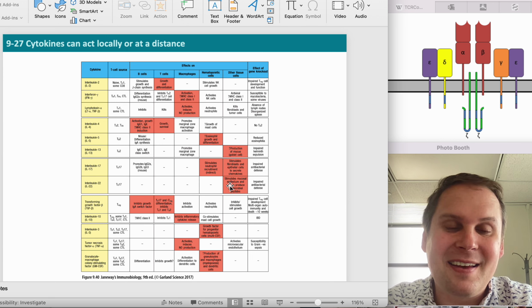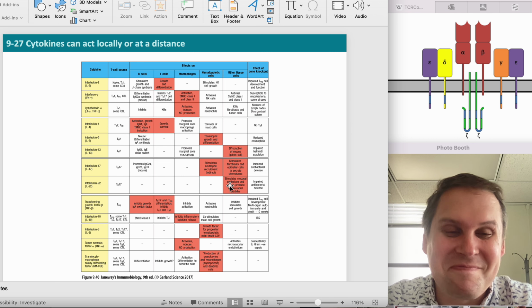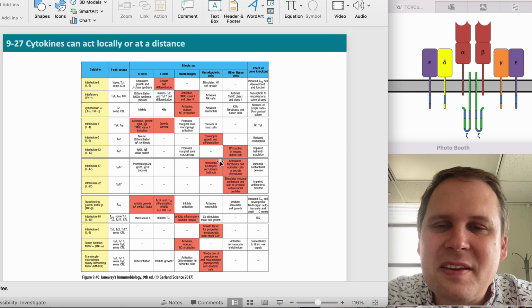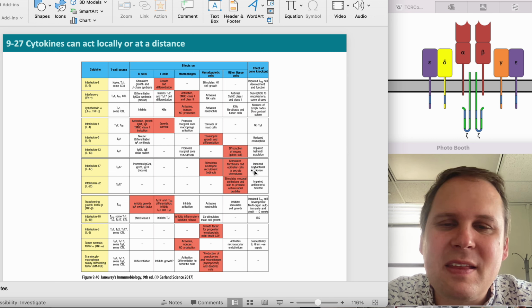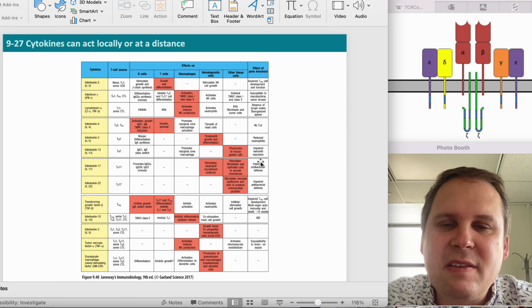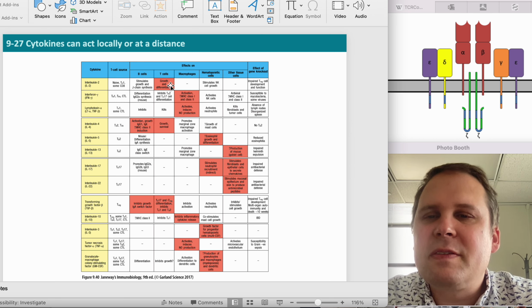It's like having a secret bird call or something, only it's IL-17 and it's a neutrophil call. So there you go. And then they're going to stimulate fibroblasts and epithelial cells to make more chemokines, and potentially also start to present some antigens. Right. What else have we got?